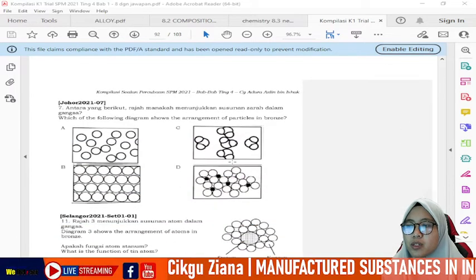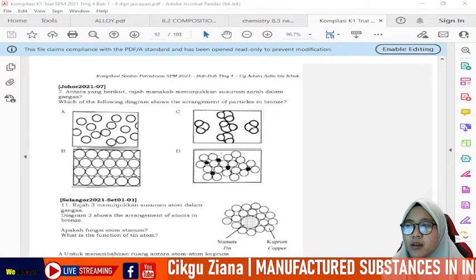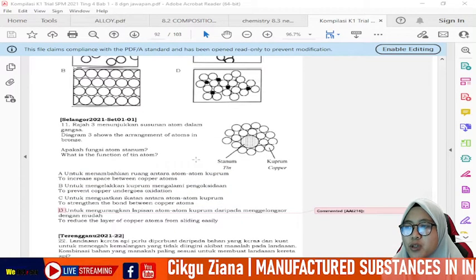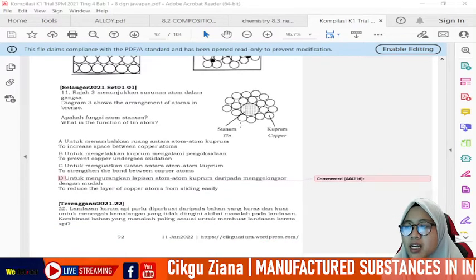Okay, we go to this question. Which of the following diagrams is bronze? Which one? Bronze is for sure an alloy, so which one is the alloy? Amirul? D. B or D? D. Okay, thank you, Amirul. So this is the particle arrangement in bronze. Diagram 3 shows the arrangement of atoms in bronze. What is the function of stannum? Stannum is a foreign atom. Muaz, what is the function of stannum?